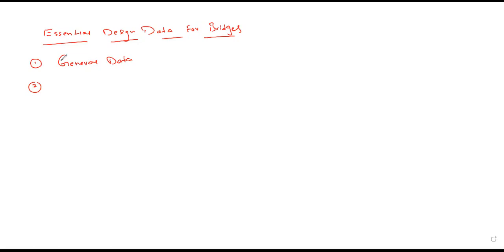The next one is about catchment area and runoff data. Now tell me, what catchment area and runoff data are required?